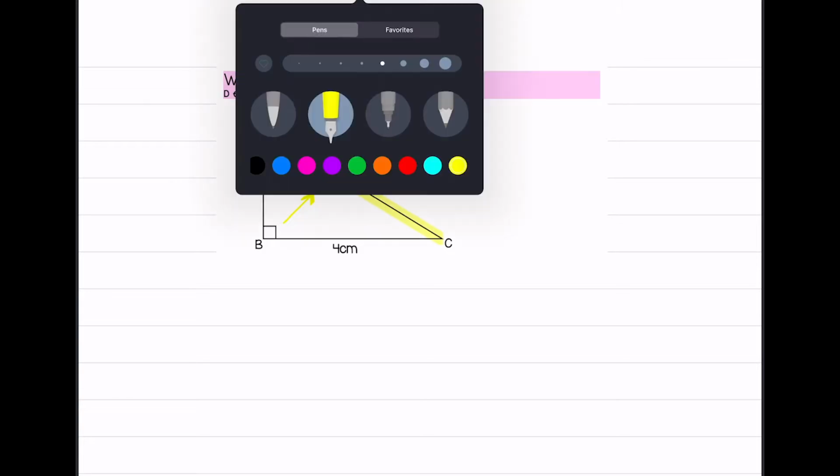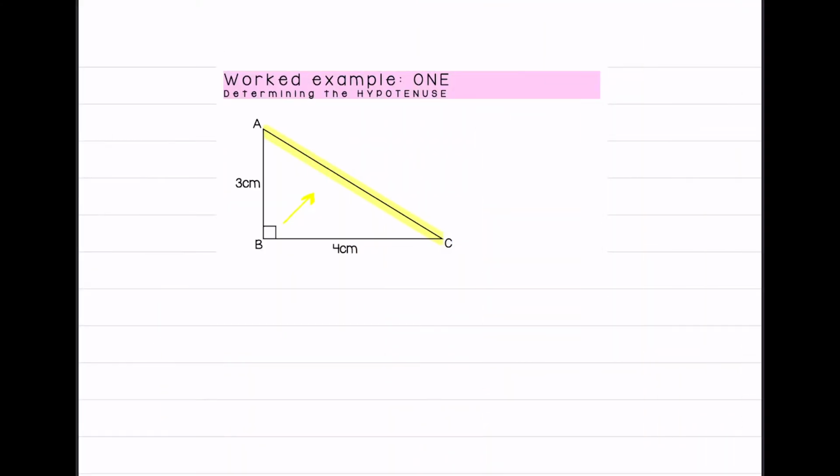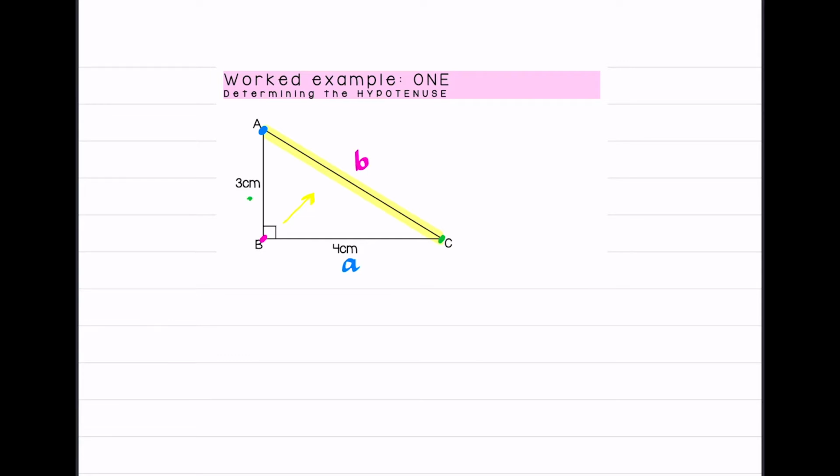Another thing that we need to know is how else to label our triangle, and we can label our triangle with baby letters. So the line opposite the vertex is the baby letter of the capital letter of the vertex. So if I look at vertex A, the line opposite vertex A, which in this case is BC, could also be known as baby a. If I look at vertex B, the line opposite vertex B, which is AC, could be baby b. And if I look at vertex C, the line opposite vertex C, which in this case is AB, could be baby c.